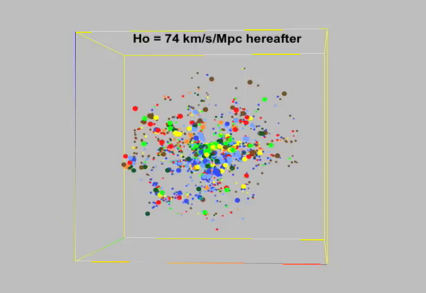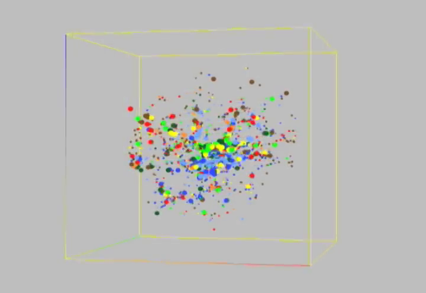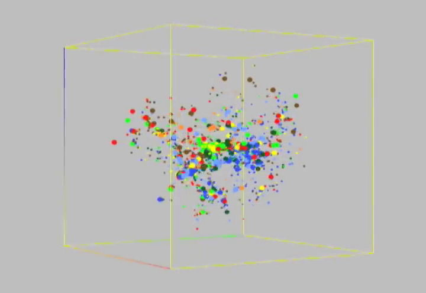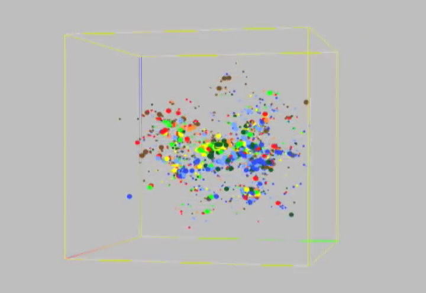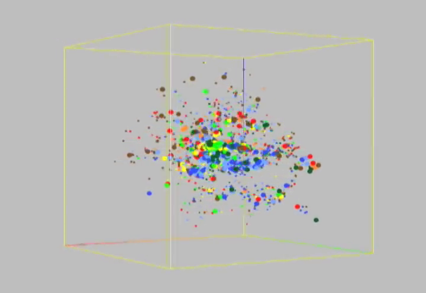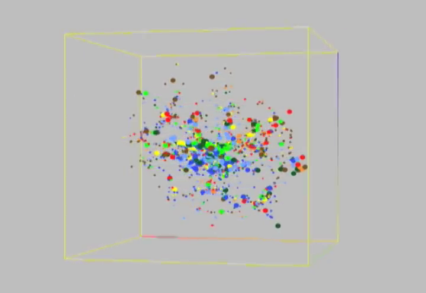Now, the cosmic expansion is characterized by the intermediate value of the Hubble constant of 74 kilometers per second per megaparsec, the value that gives the best fit to the available data. This value of the Hubble constant will be assumed for the rest of this presentation.